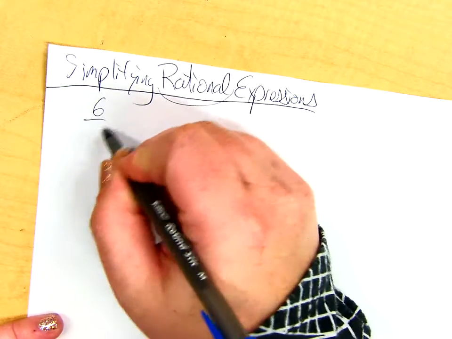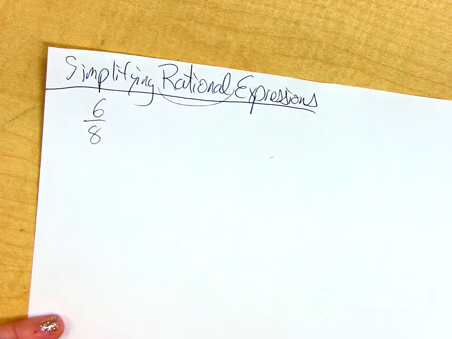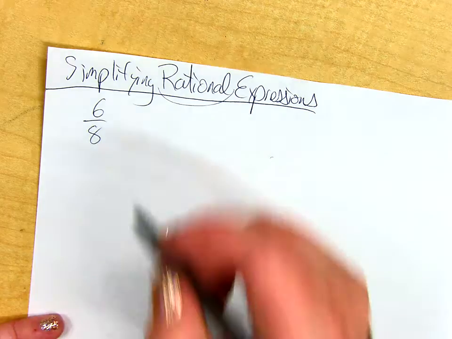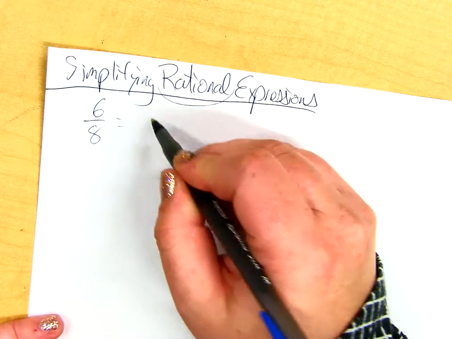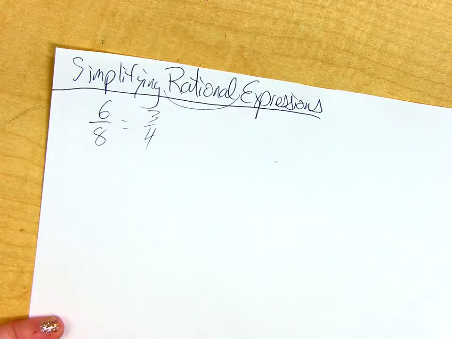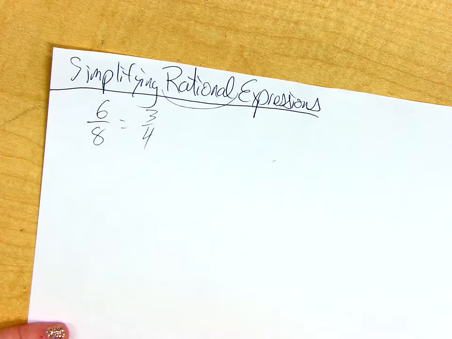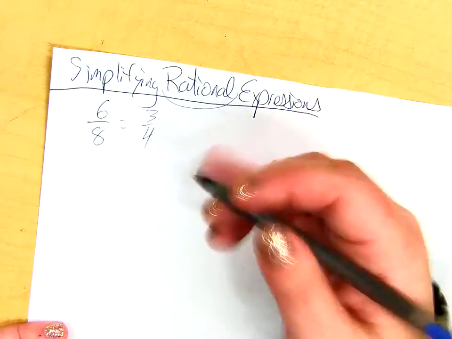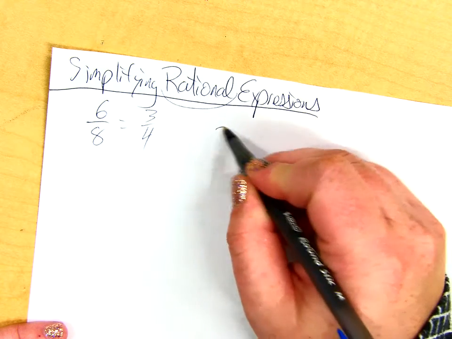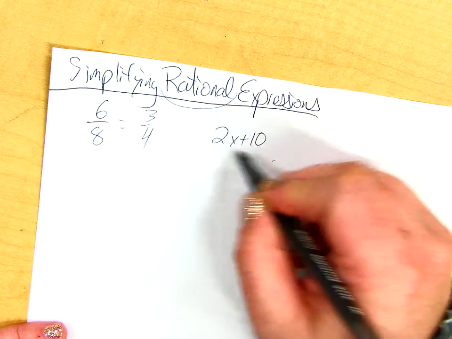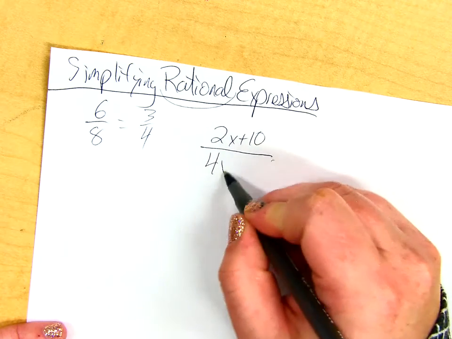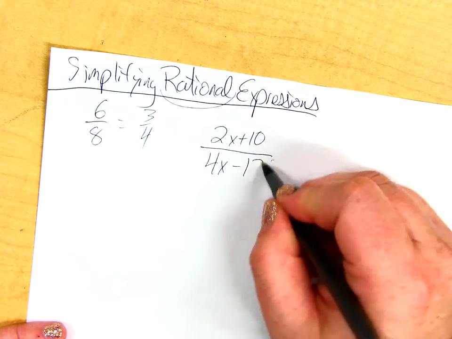If I give you 6/8, for example, don't you just reduce by a common factor? Yeah, what is 6/8 reduced to be? 3/4, right? So I'm basically doing the same thing, just with algebraic expressions. Okay? So for example, if I had 2x plus 10 over 4x minus 12.